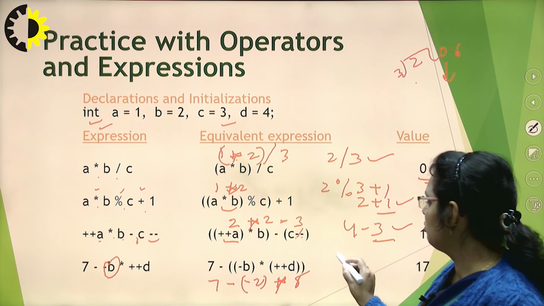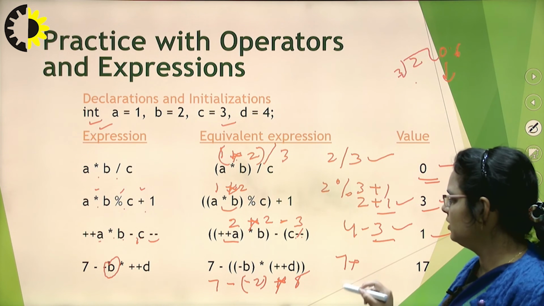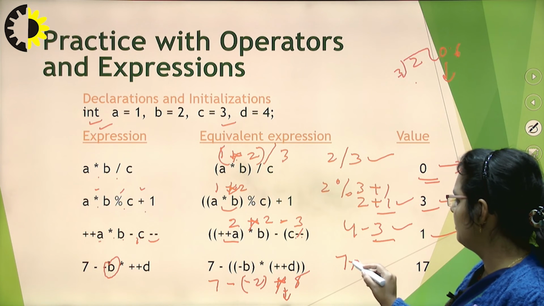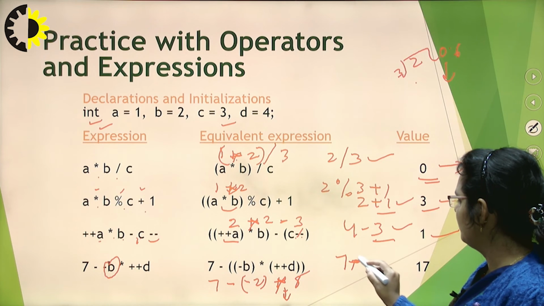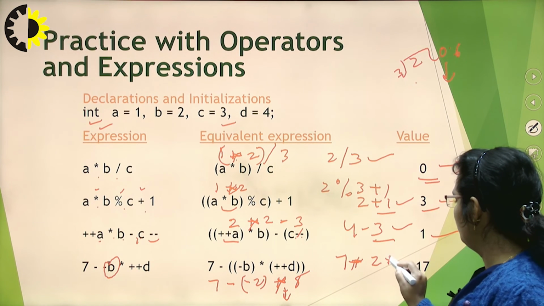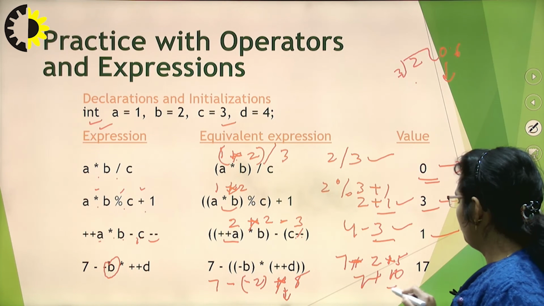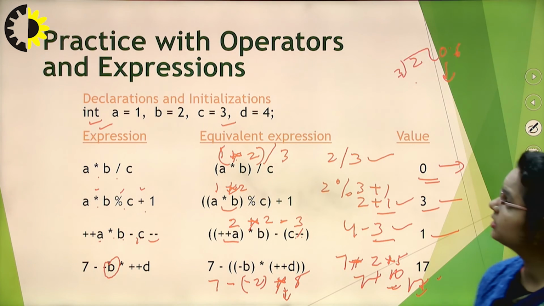So the output would be 7 plus, and here it would become 7 minus, 7 plus 2 into 5 and 7 plus 10, the output would be 7. This is how this output would be evaluated. I hope this is clear to everyone.